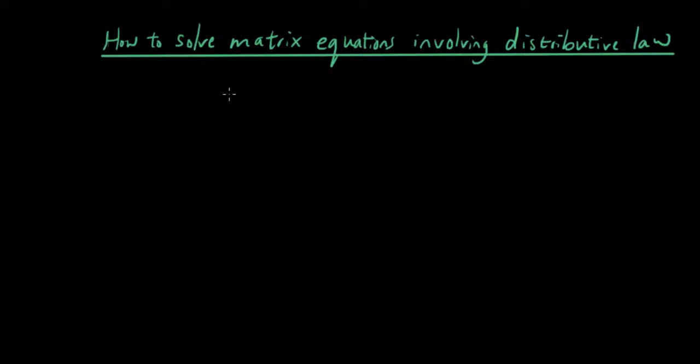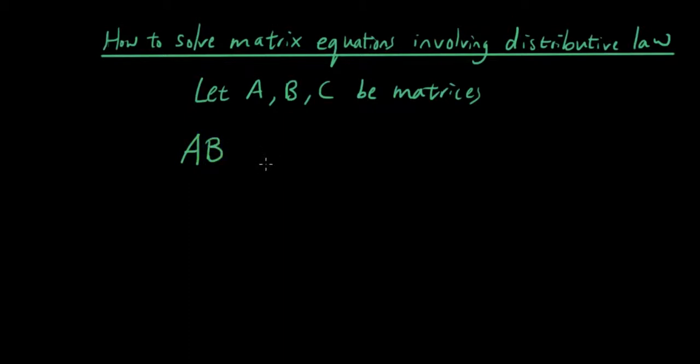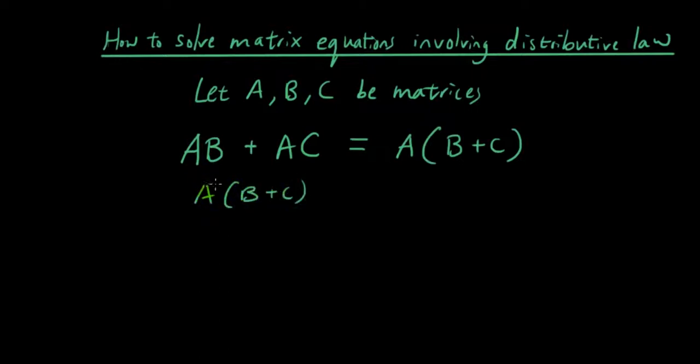Let's say we have three matrices. Let A, B, and C be matrices. Okay, and let's write out a matrix equation like this: AB plus AC. Now if you remember factorizing with normal numbers, you can also do that with matrices. So this then becomes A bracket B plus C. Or you could also go the other way, A times B plus C, so you expand it like this, equals AB plus AC.